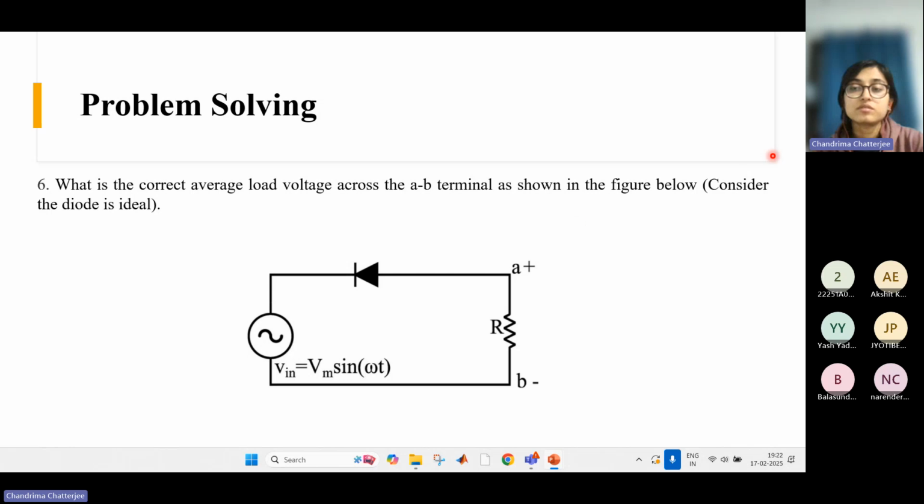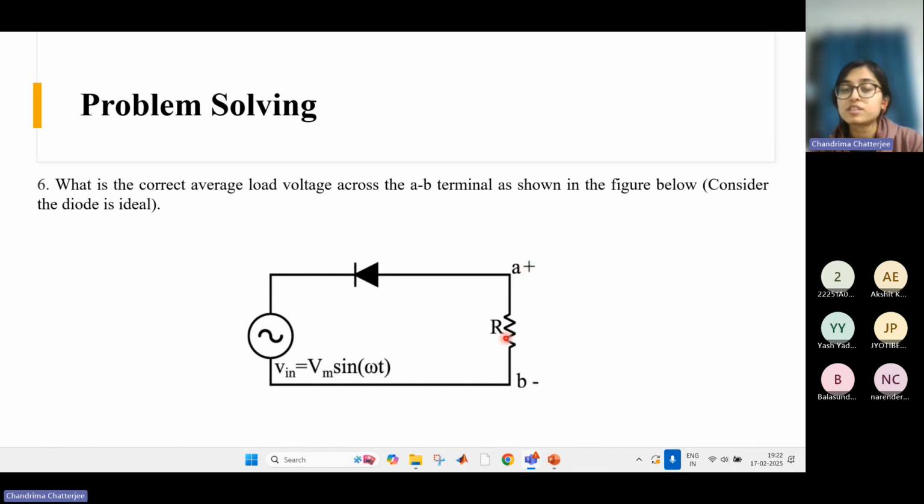So what is the problem? What is the correct average load voltage across the AB terminal as shown in the figure below? Consider the diode is ideal. There is this AC source given as Vm sin omega t, and there is a load resistance. This is point A, this is point B, and the diode is connected like this. They are asking what will be the average voltage across A and B, and they have also mentioned the polarity.